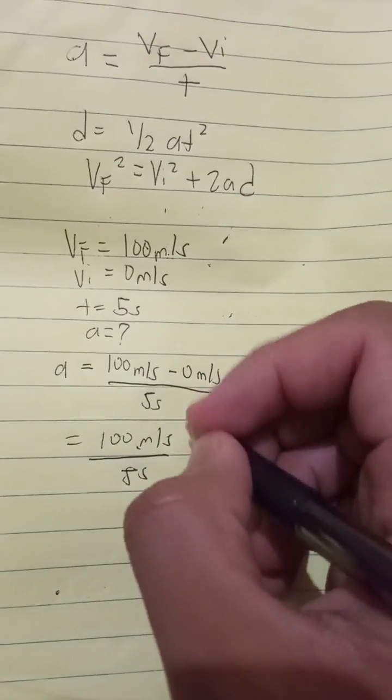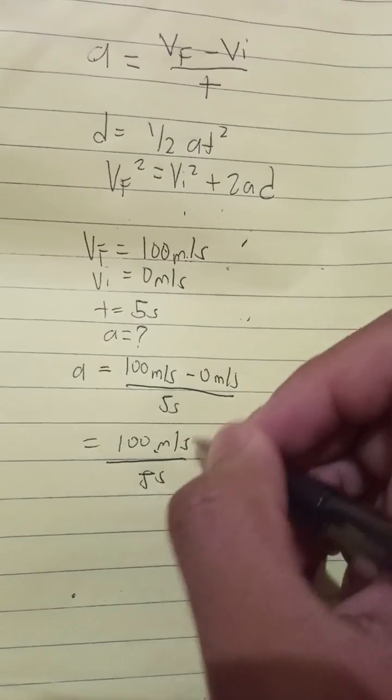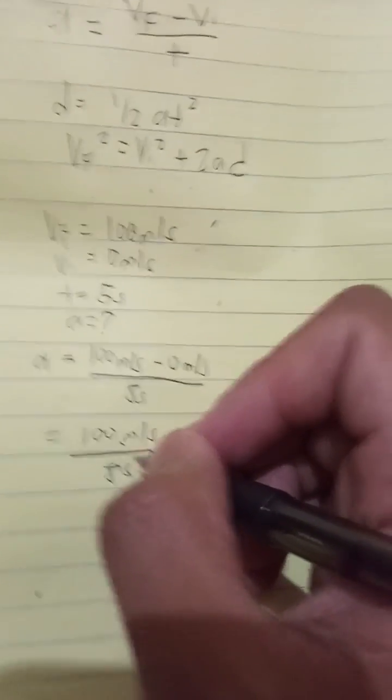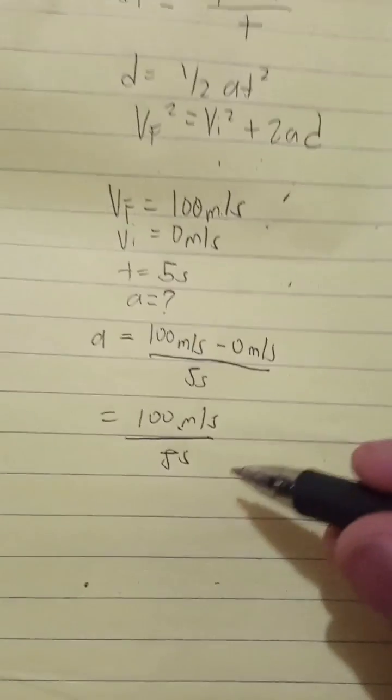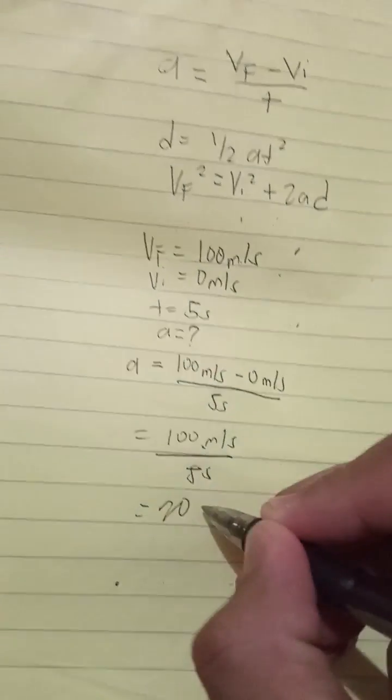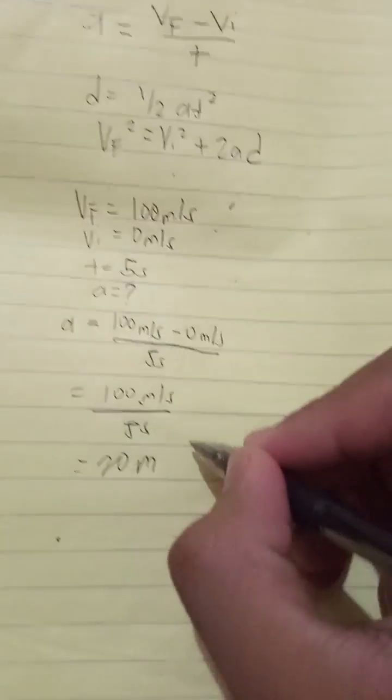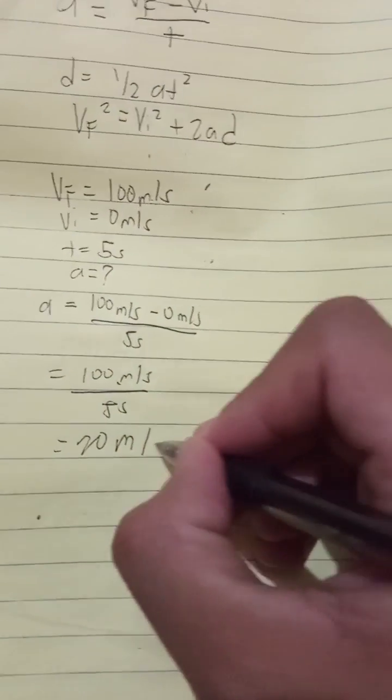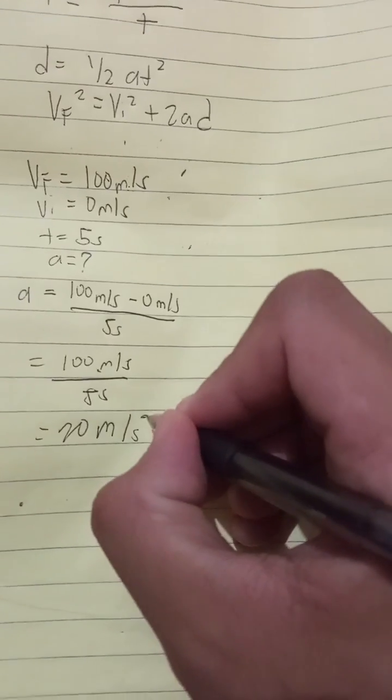So, kailangan divide ang seconds, kaysa nga mag-cancel out, squared. 100 divided by 5 is 20. Copy the meters times the seconds. Meters per second squared.